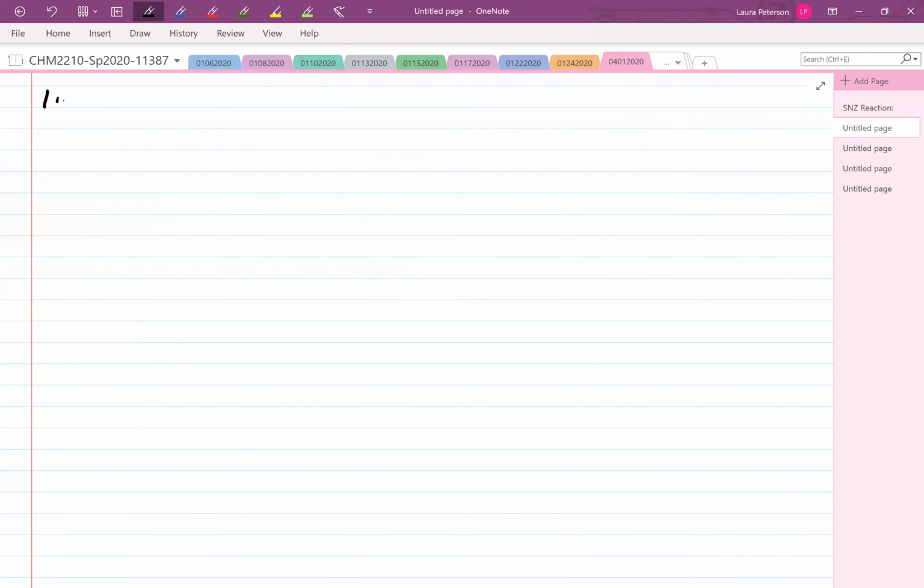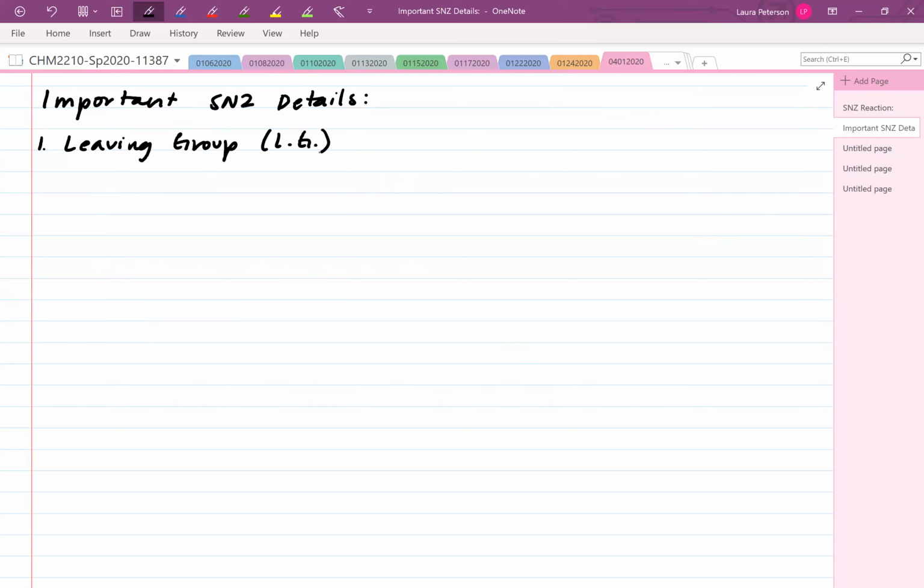Okay, so important SN2 details. And it's these details that are going to help us distinguish between the SN2 and the SN1 reaction once we've learned about the SN1 reaction. Okay, so the first thing is the leaving group. Okay, and we'll abbreviate this as LG. Okay, so basically what's important about the leaving group is that it's a stable anion.